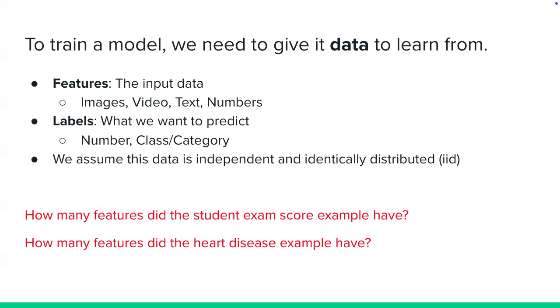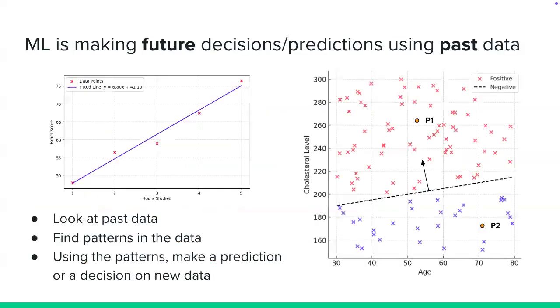So now I want to ask you all, from the first lecture, how many features did we have in the student exam score example? How many features? Let me go back to the first slide so you can see that. No, 5 is how many data points. We have 5 students, but how many features?